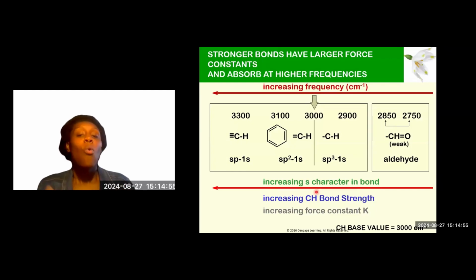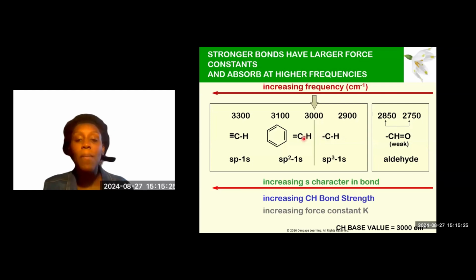All right, so what determines the area of the frequency? Well, stronger bonds have larger force constants, okay, and absorb at higher frequencies. So if you look at this, this is just a general location. You have aldehydes, all right, which are going to be around 2850 to 2750 per centimeter, okay? And you will see that CH bonds are just a little bit higher.